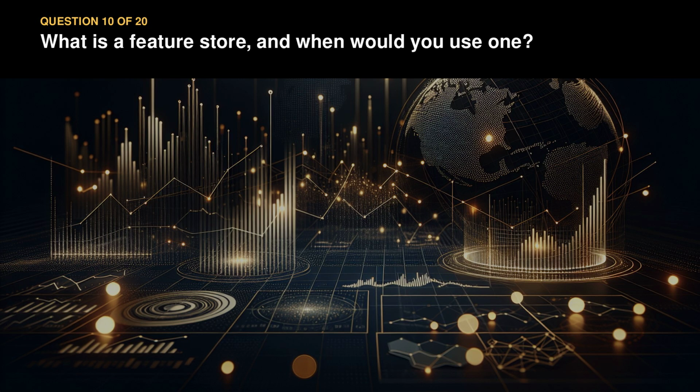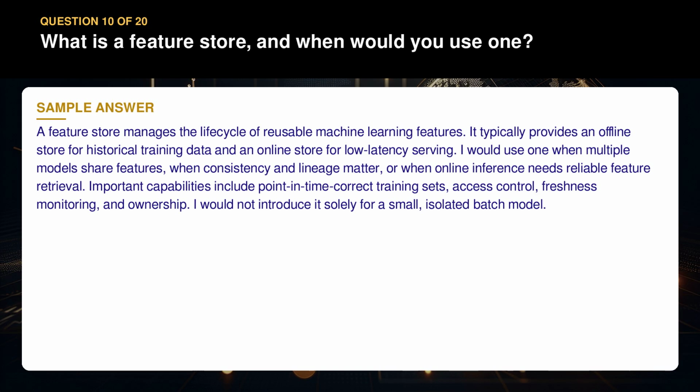Question 10. What is a feature store, and when would you use one? A feature store manages the lifecycle of reusable machine learning features. It typically provides an offline store for historical training data and an online store for low-latency serving. I would use one when multiple models share features, when consistency and lineage matter, or when online inference needs reliable feature retrieval. Important capabilities include point-in-time correct training sets, access control, freshness monitoring, and ownership.